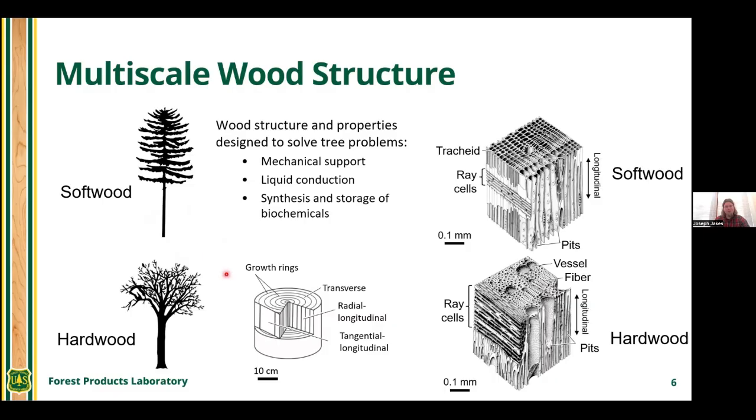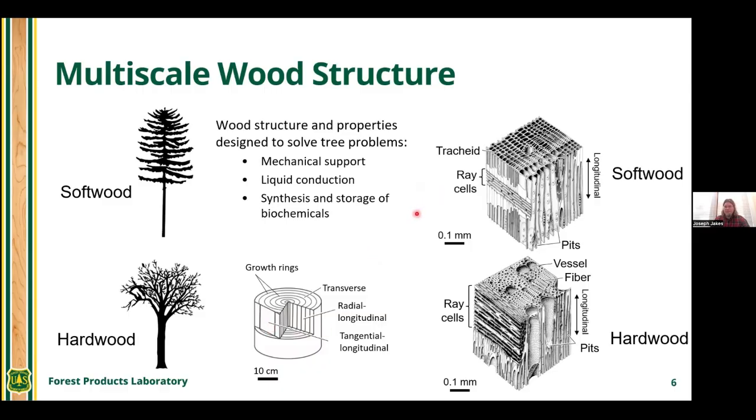So both softwood and hardwood, if you look at their stem material, you'll see these concentric growth rings. This is the longitudinal direction, up and down, and the growth rings define the other primary planes of wood. So the cross section is a transverse section. The direction from the pith out to the bark is the radial direction, and defines the radial longitudinal section. And then the tangential to those growth rings is the tangential longitudinal section.